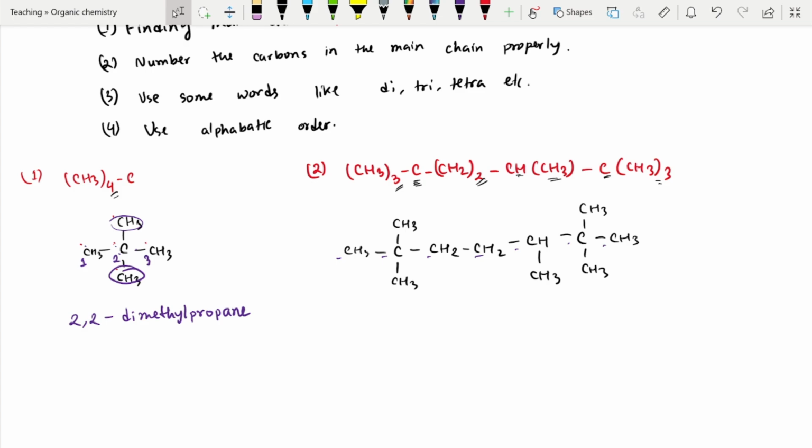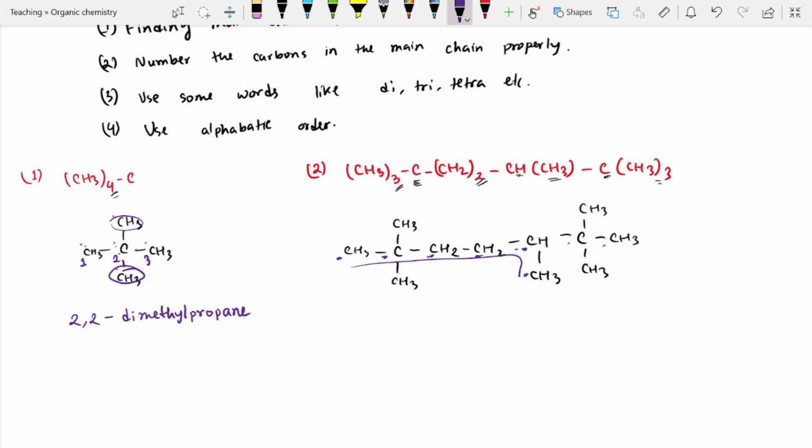While finding the main chain, you have to be flexible. So let's count in different ways. Let's count in a horizontal manner: 1, 2, 3, 4, 5, 6. You can also count it like this. But there are only 6 carbons in this particular chain, right? So we cannot take it.